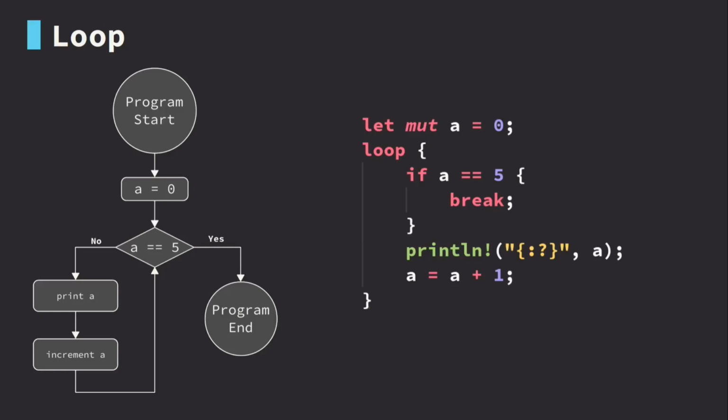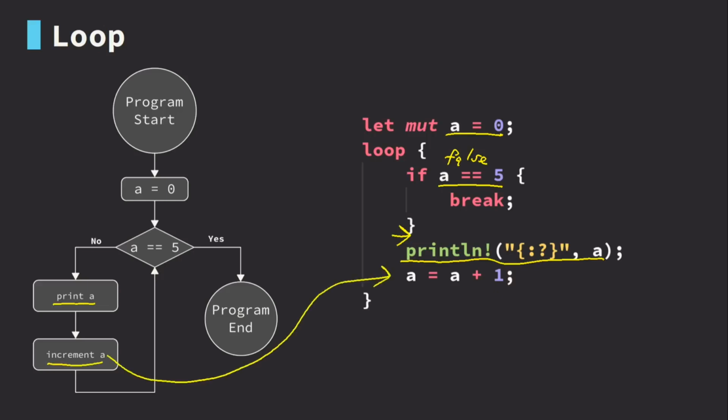However, if a is not equal to 5, for example, on the first iteration, it's equal to 0, so this will evaluate to false, and it won't be executed. That means execution will continue to after the curly brace, and then we'll print line with the value of a, as indicated in the flowchart. The next line, we'll increment a. In order to do that, we assign a the value of a plus 1. So all we're doing is increasing a by 1.